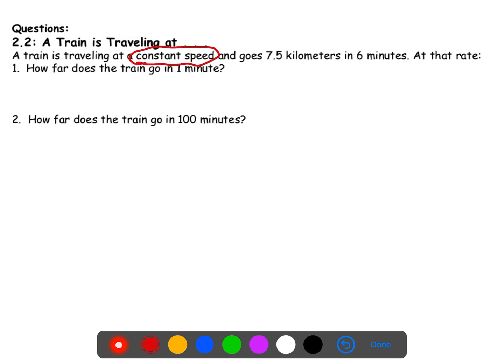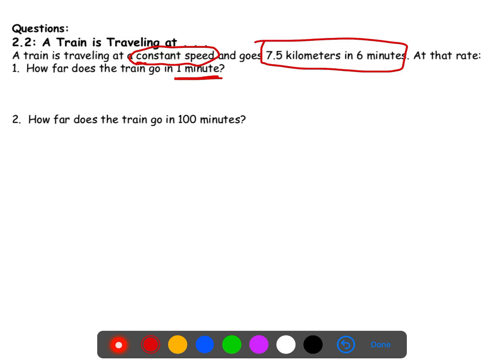Remember, constant speed, the train's not going to speed up or slow down. It's always traveling at the same rate, the same speed. And it goes 7.5 kilometers in 6 minutes. At this rate, how far does the train go in 1 minute? That 1 minute that it's asking us to find is going to be the train's speed. It's also going to be a unit rate. So we'll take this information here from the problem and get our unit rate for it.